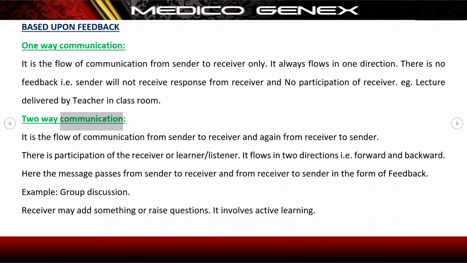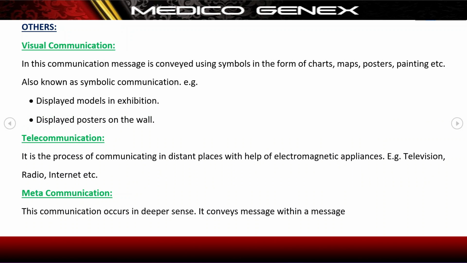Two-way communication. It is the flow of communication from sender to receiver and again from receiver to sender. There is participation of the receiver or learner/listener. It flows in two directions, i.e. forward and backward. Here the message passes from sender to receiver and from receiver to sender in the form of feedback. Example, group discussion. The receiver may add something or raise questions. It involves active learning.